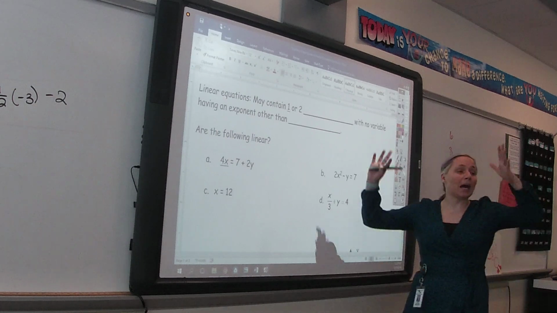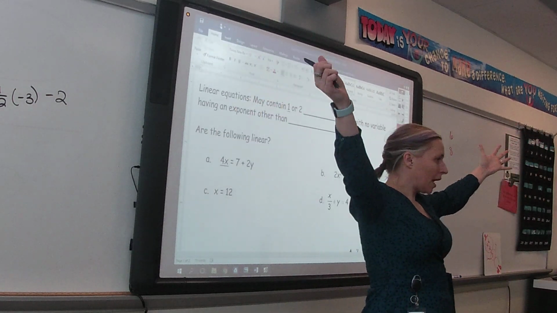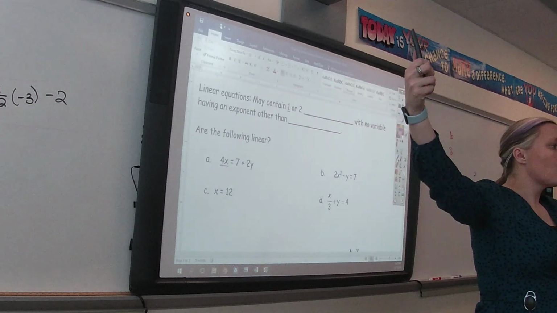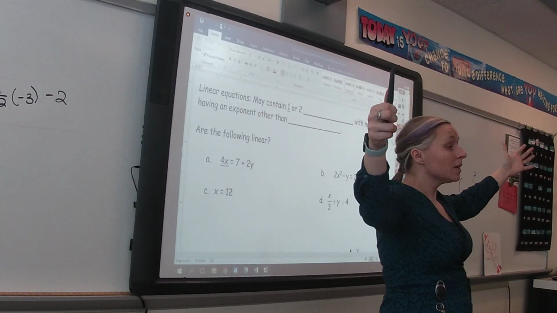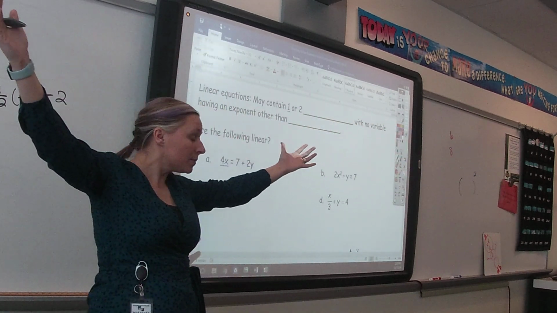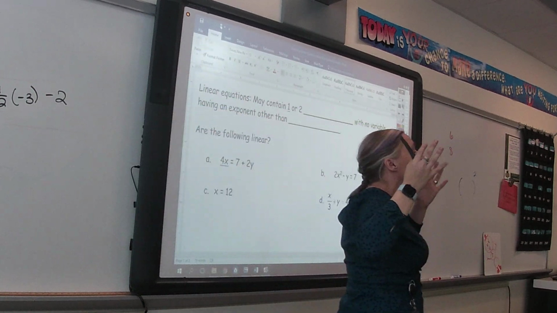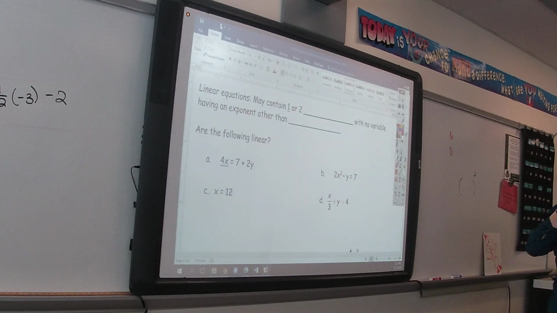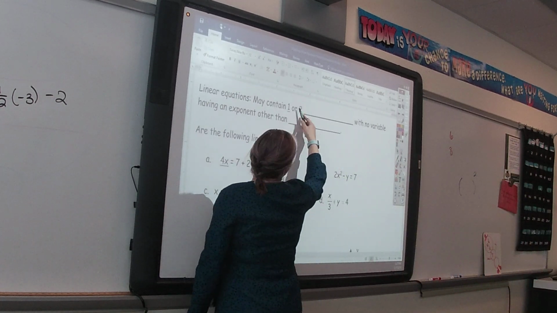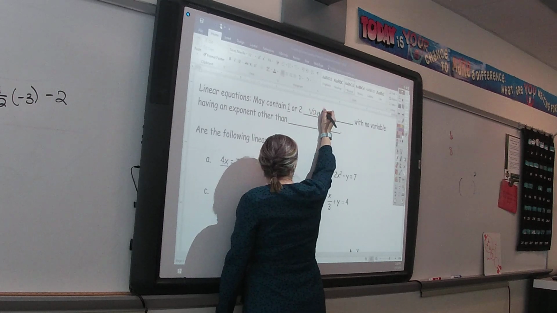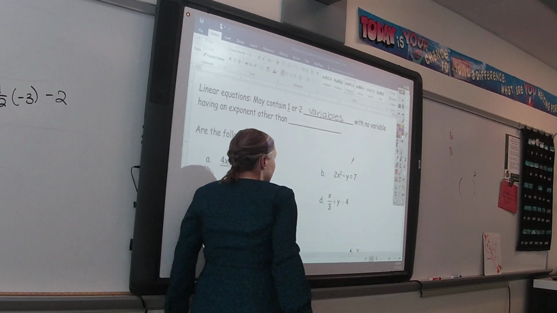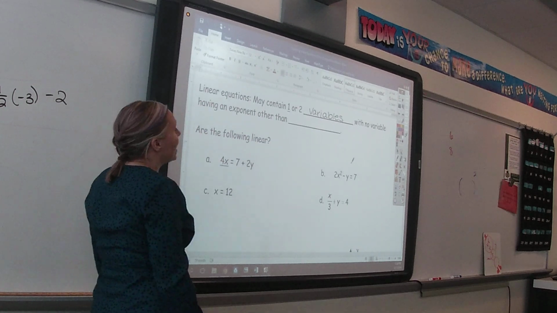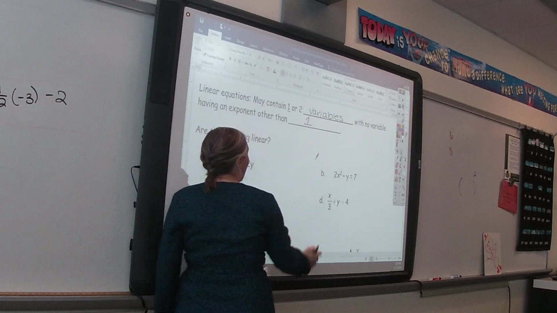So when we are narrowing down our topic even more, we have relations. How often is a function a relation? Always. How often is a relation a function? Sometimes, right? So we have the large area of relations. We then narrowed that down to the specific type of relation that we called a function. What had to happen for it to be a function? No repeats in the x. And we're now narrowing that down even more. So these are going to be functions that contain one or two variables, with no variable having an exponent other than 1.